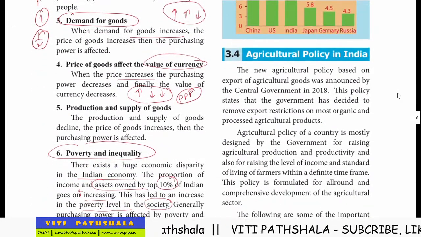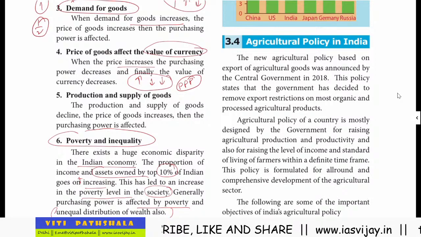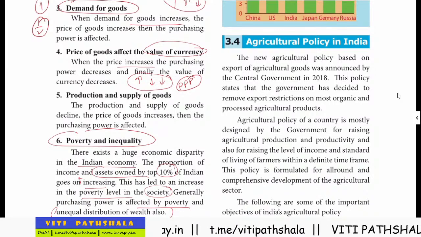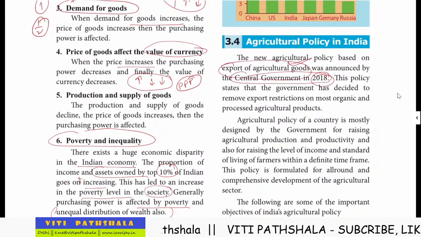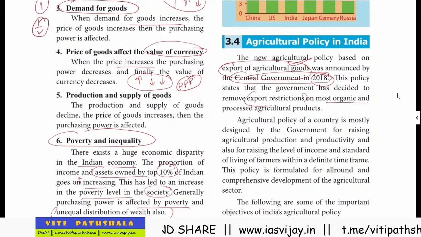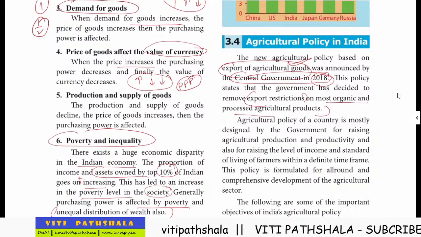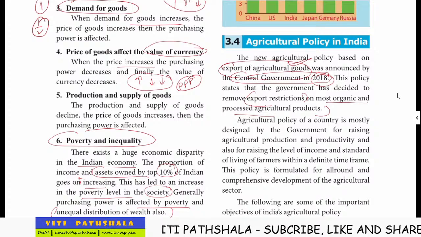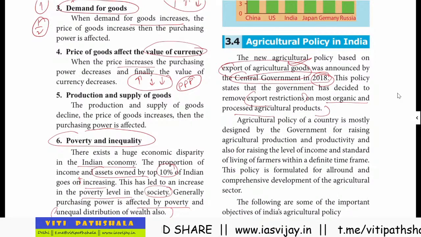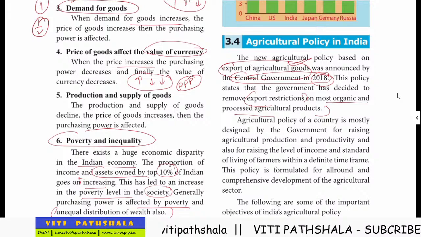Now next comes the agriculture policy in India. The new agriculture policy based on the export of agricultural goods was announced by the central government in 2018, और it is based on the export of the agriculture goods पर ये based है. Now this policy states to remove the export restrictions on most of the organic and processed agricultural products. Now the agriculture policy of a country is mostly designed by the government for raising agricultural production and productivity, and also for raising the level of income and the standard of living of the farmer within a definite time frame.